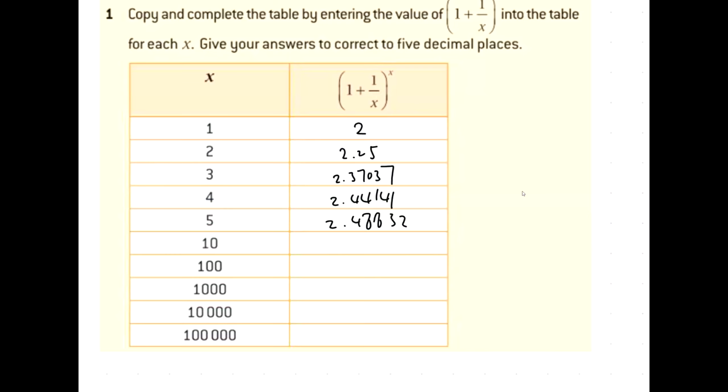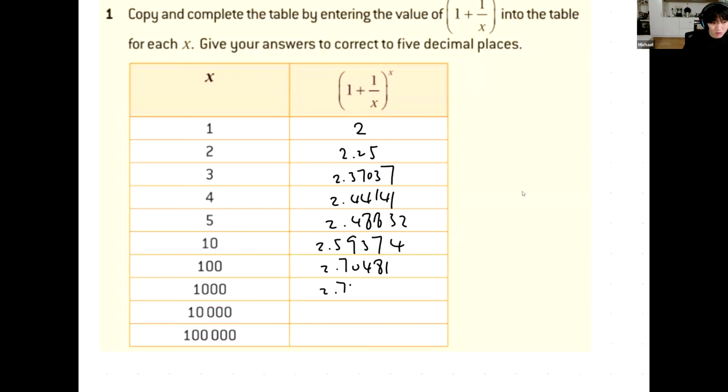I accidentally forgot to put it in 5 decimal places. No, all good, it's okay, as long as the number is roughly right. This should be 2.59374, okay? And for 100, this is 2.70481, okay? For 1000, it is 2.71692. For 10,000, anyone for 10,000?